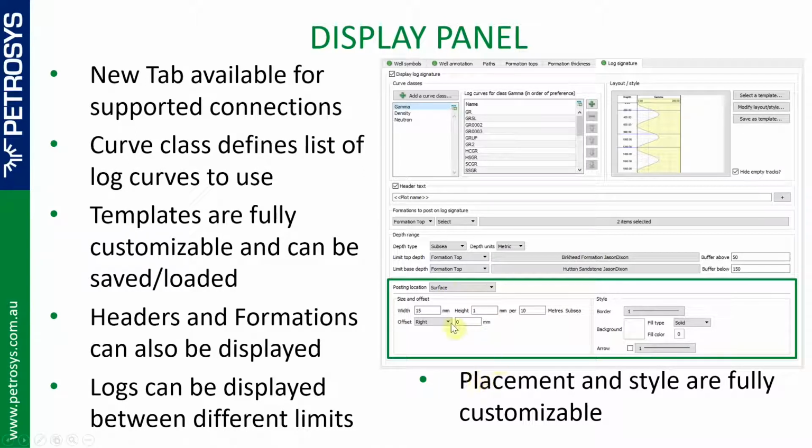And then we can select whether the width of the track is how wide that log signature will post on our map, and the height scale ratio, so the height in millimetres on the map per how many metres of log track. And then we can specify where we want that to display against the well, whether that's the right side of the well, left, above, below and so forth. And we can also have control over the colour and the border styles, so we can customise the way that log signature looks on our map.